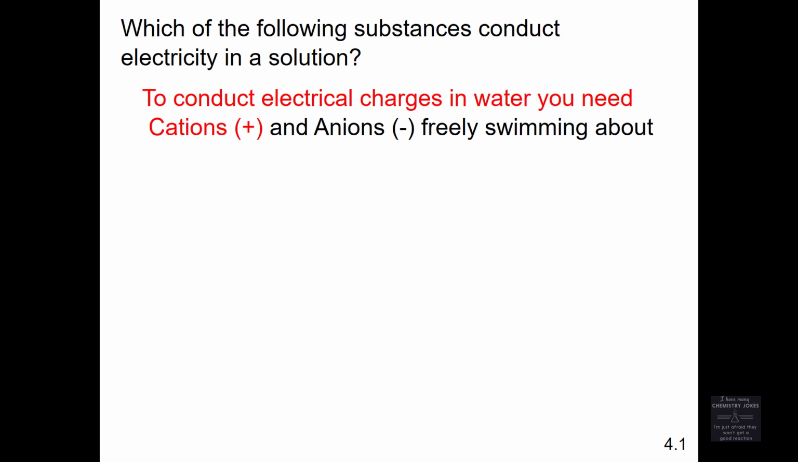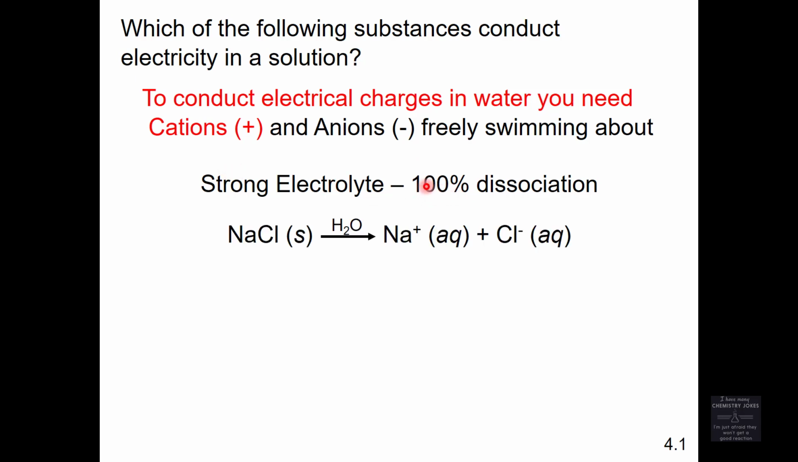Something that's a strong electrolyte will absolutely conduct electricity. A strong electrolyte means 100% dissociation. That word strong means completely broken apart. Sodium chloride is a strong electrolyte. It dissociates completely into sodium ions and chloride ions.